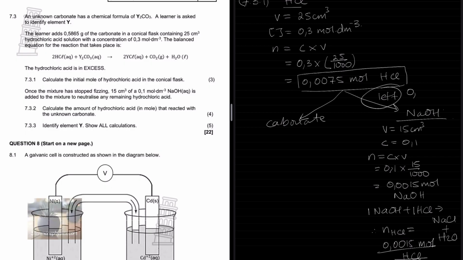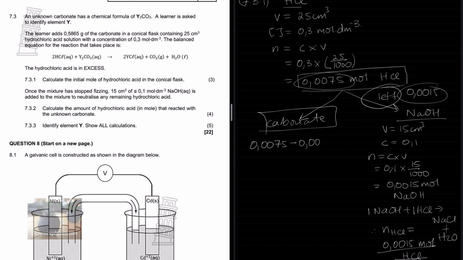So 0.0015. If we subtract these two values, we can figure out how much was used to react with the carbonate. So the amount that was used to react with the carbonate is 0.0075 minus 0.0015, and that's equal to 0.006 moles that reacted with the carbonate.